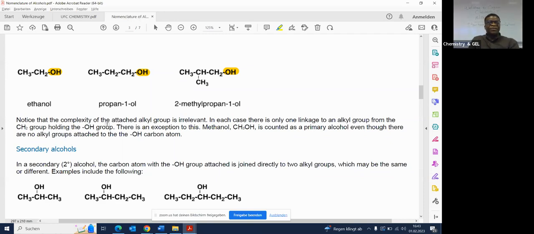Notice that the complexity of the attached alkyl group is relevant. In each case, there is only one linkage to an alkyl group from the CH2 group holding the OH group. Okay, they are called groups because they are not stable. There is an exception to this. Methanol, CH3OH, is counted as a primary alcohol, even though there are no alkyl groups attached to the OH carbon. Of course, by virtue of methanol, you know that it's just bearing one carbon atom.